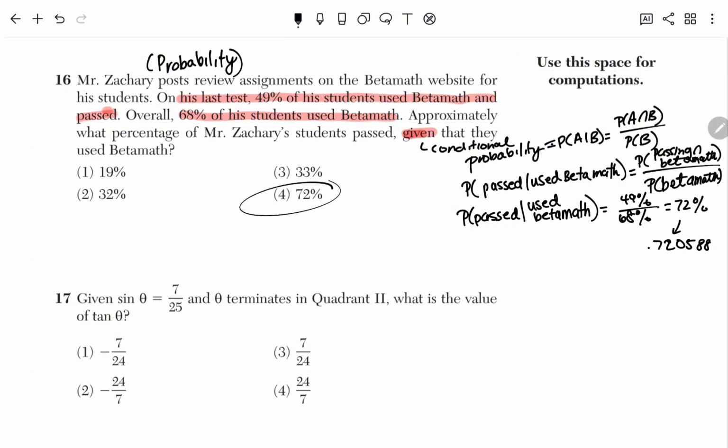Remember, when you see the word given, it is a clue that you're going to do a conditional probability, and it's always that the condition is the given. So given that they used beta math, what is the probability that they passed? Whatever your given is, that is your condition. That is what you're basing your answer on.